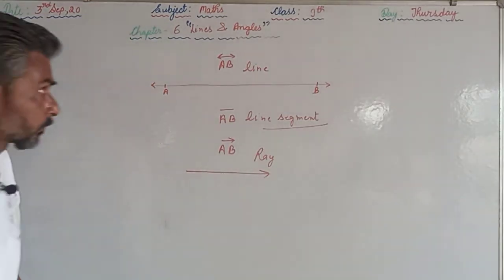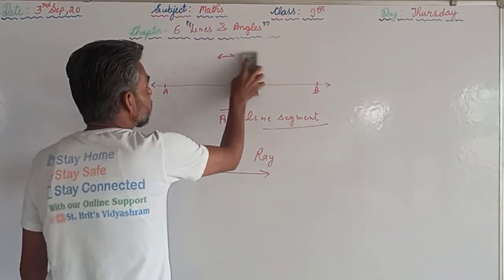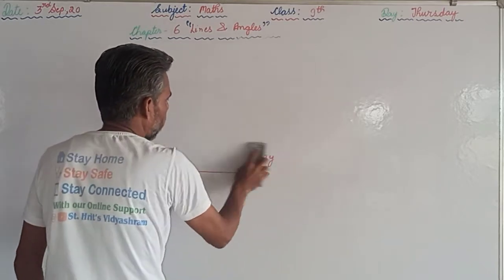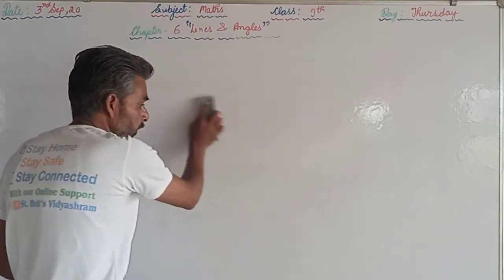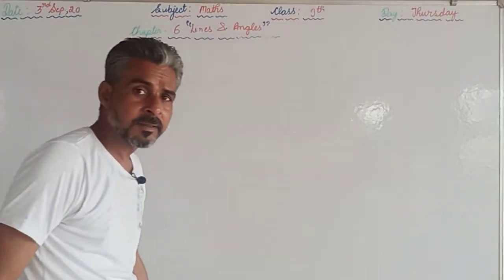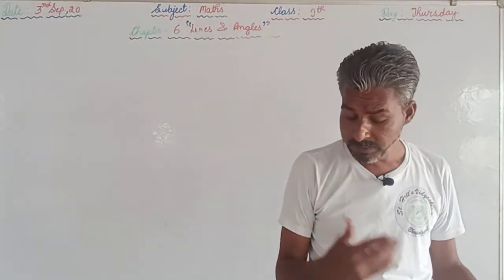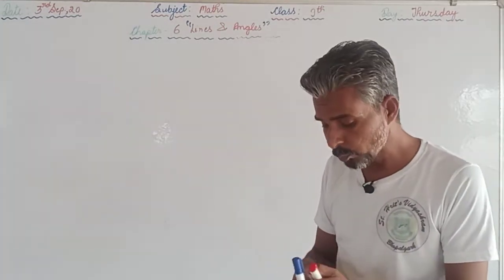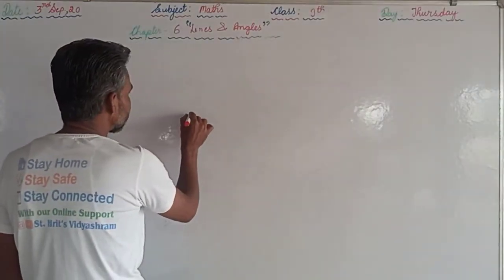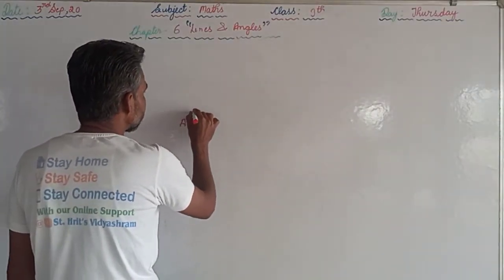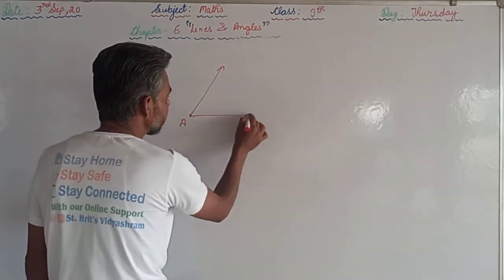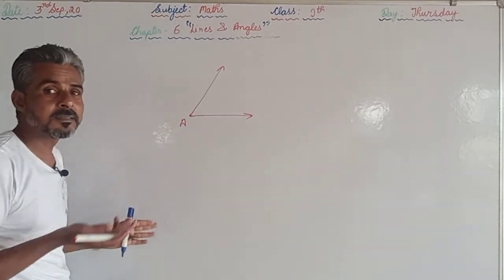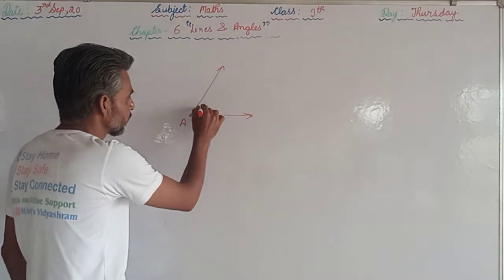So after that, that is the lines. Now the second term is angle. What is an angle? When two rays are having the same starting point, because rays are having a starting point but no end point. Suppose this is the point A, and from here one ray is going in this side and one ray is going in this side. If two rays are having a common starting point, then an angle is formed. So this is known as the angle.